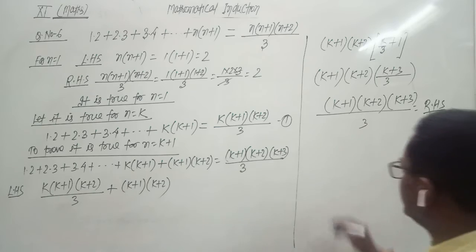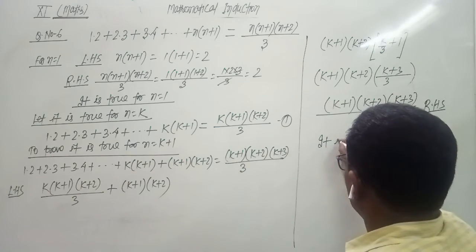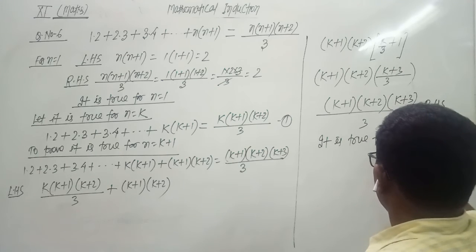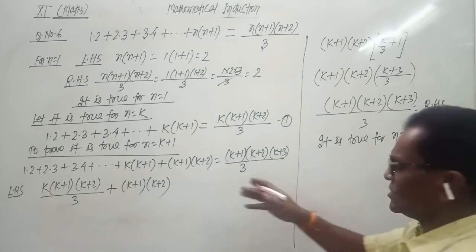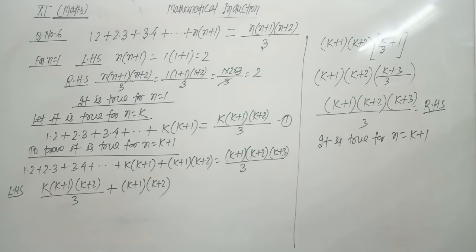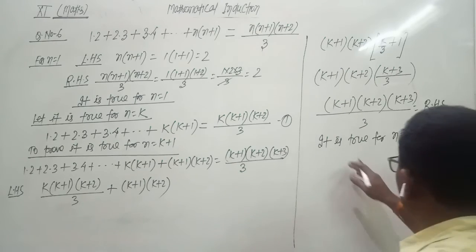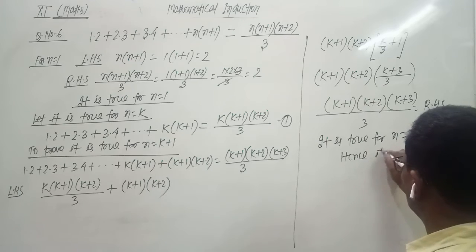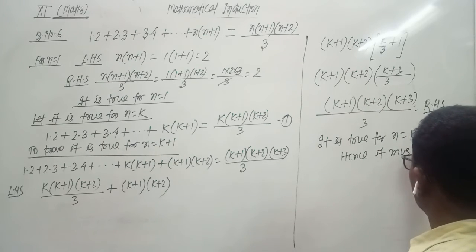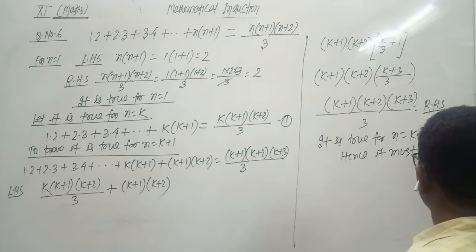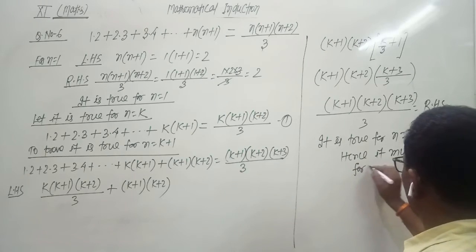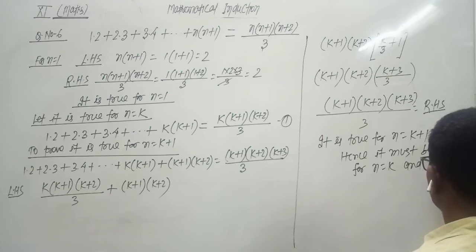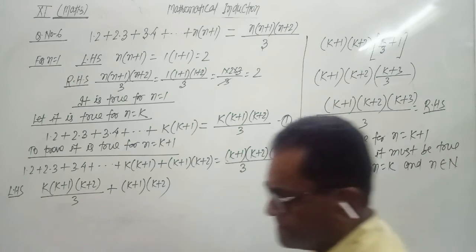So in the very last, we will write that it is true for n equals to k plus 1, because we are getting LHS equals to RHS. It is true for n equals to k plus 1, hence it must be true for n equals to k and n belongs to capital N.